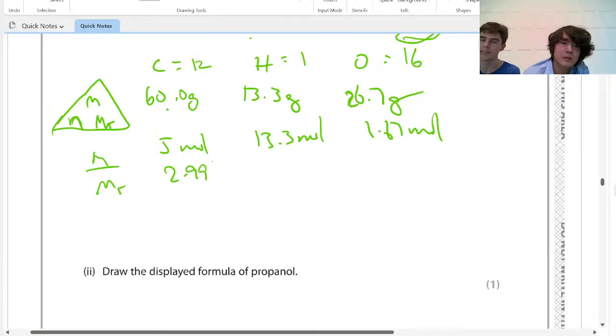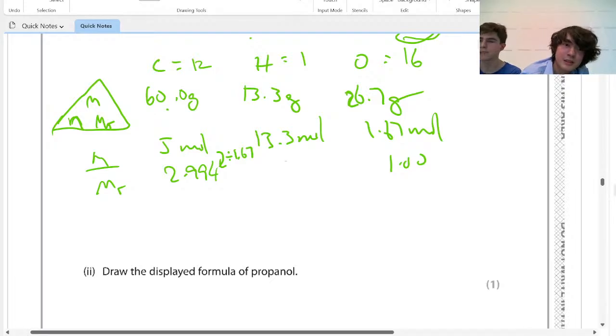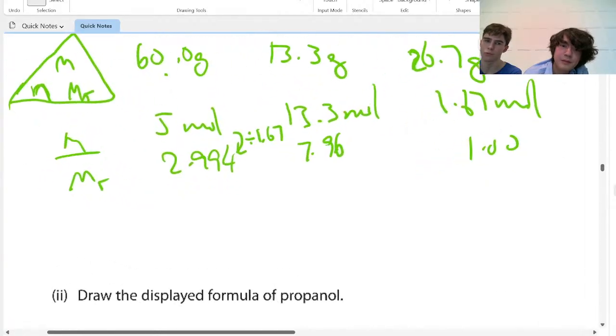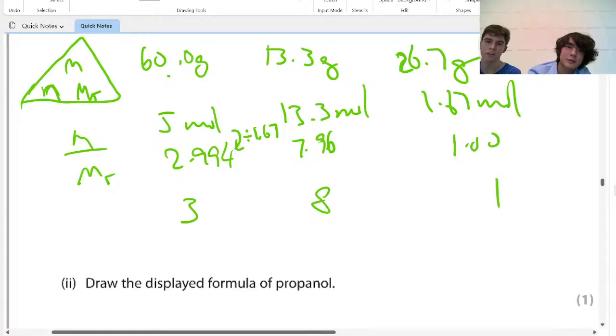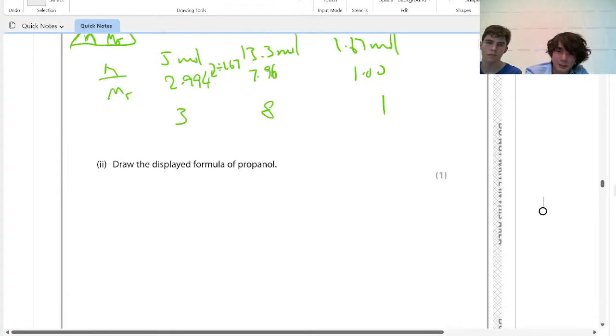It's not obviously going to be exactly 3, but just look in your calculator, it'll be like 2.99 something here. So it's essentially 3. That's 13.3 divided by 1.67, which is 7.96. As mean as the exam boards are, for these questions, if you divide by the smallest one, you'll always get basically a whole number. So now you just round to the nearest whole number. You get 3 to 1, so that's consistent with C3H8O.